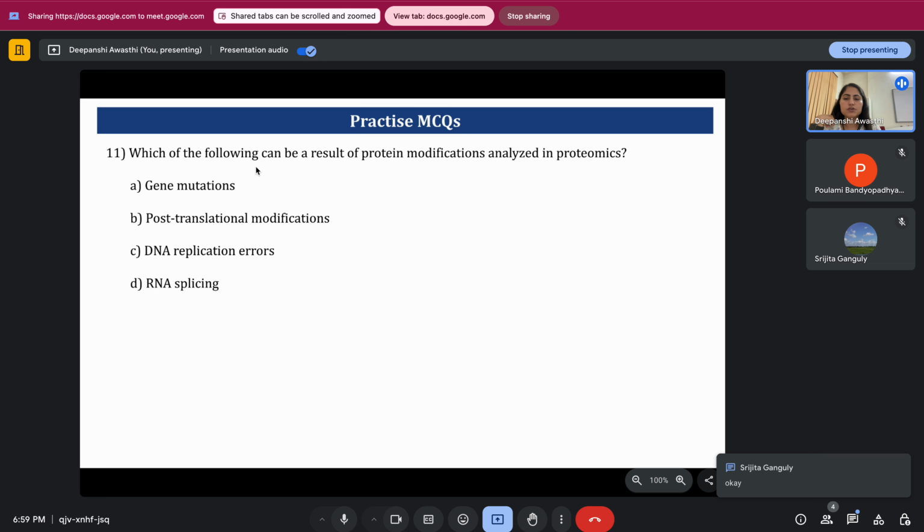So, which of the following can be a result of protein modifications analyzed in proteomics? Gene mutations, post-translational modifications, DNA replication errors, or RNA splicing? Okay, so this is the right answer: post-translational modifications, they are the result of protein modifications.